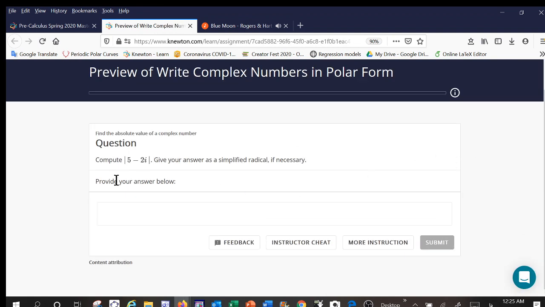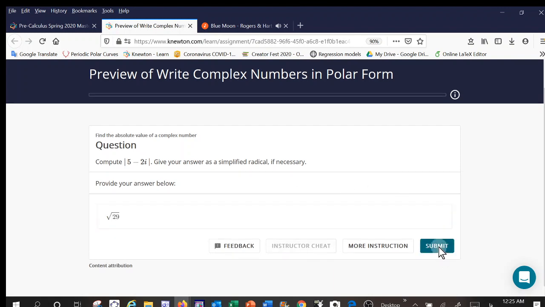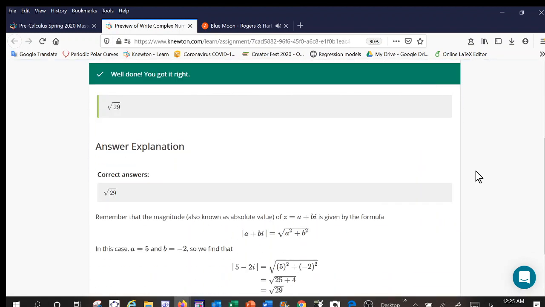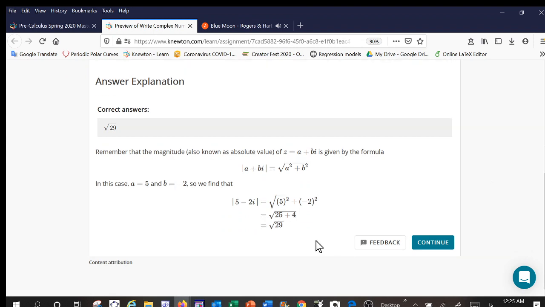So it says compute absolute value of 5 minus 2i, give your answer as a simplified radical. Now, remember the formulas that we talked about. We said that absolute value of a complex number is basically r, which is the square root of x squared plus y squared. Now in this case, x and y are a and b. So that's all there is to it.